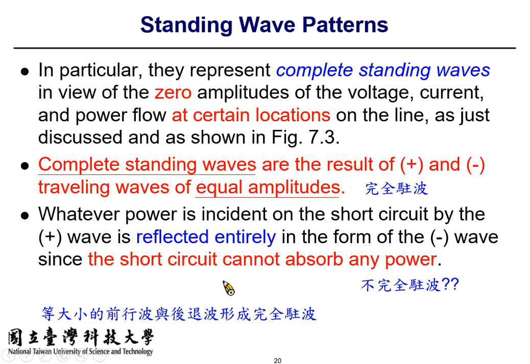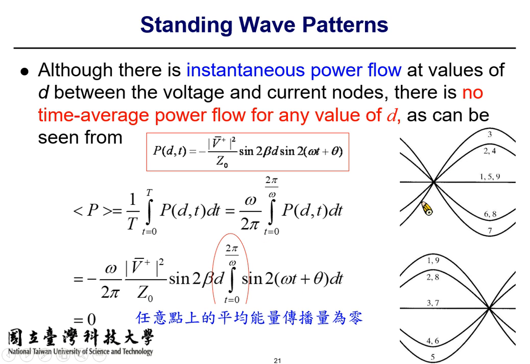So the requirement for forming a complete standing wave is that the termination of the transmission line must absorb no energy, so that all the incident power gets reflected. So what happens if the load is somewhat resistive? It absorbs part of the energy and reflects part of it, then you won't be able to form the complete standing wave. So that would be a partial standing wave.